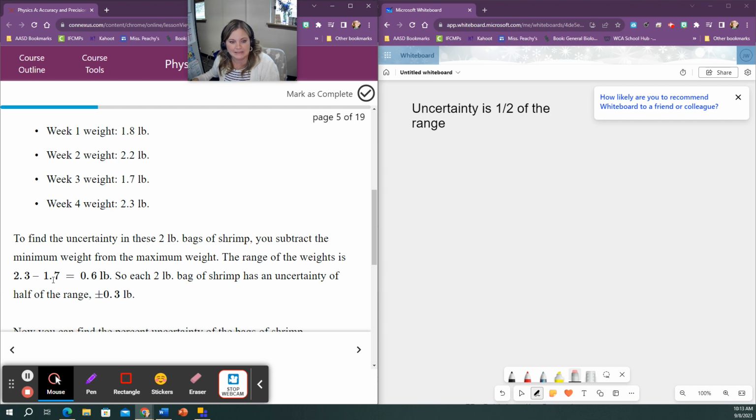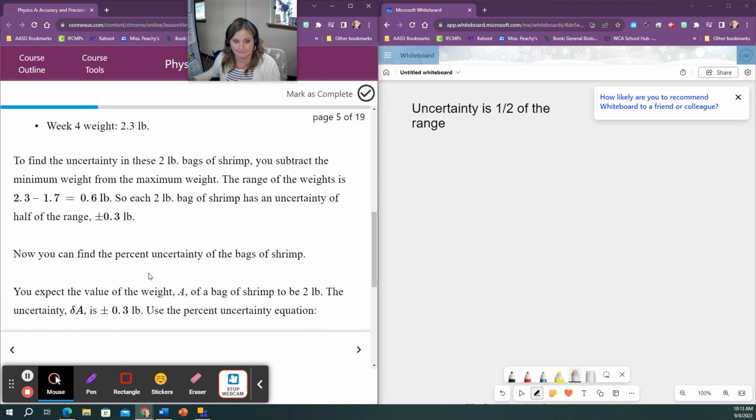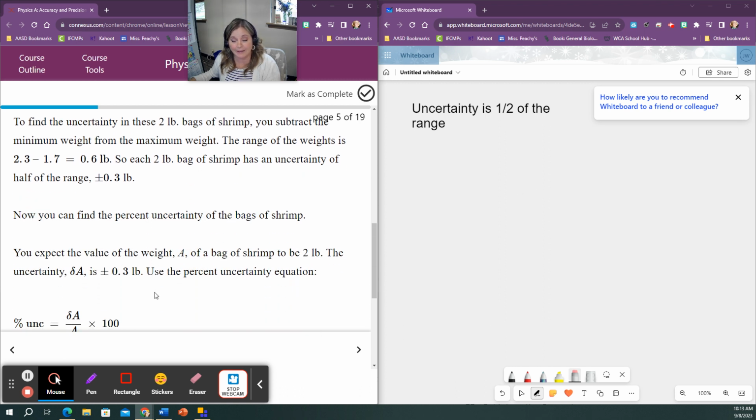But anyways, we take that 0.6 pounds, which is the range, and divide it by 2 to come up with your uncertainty. So your uncertainty is plus or minus 0.3. Now we have uncertainty, so we can find the percent uncertainty because we have a measurement of 2 pounds plus or minus that 0.3 pounds.